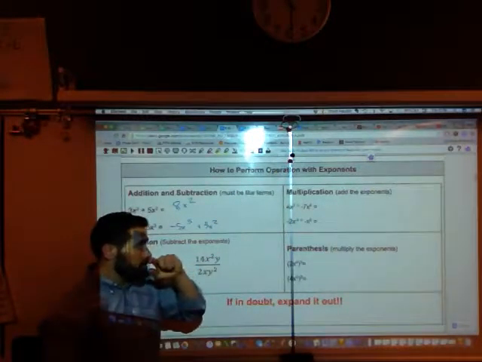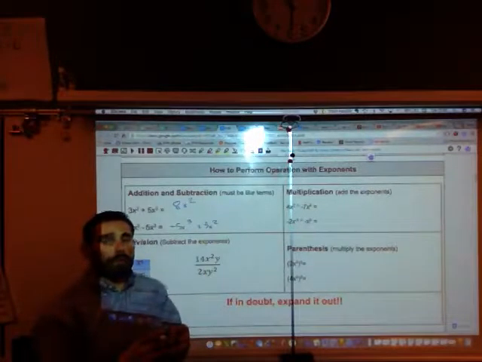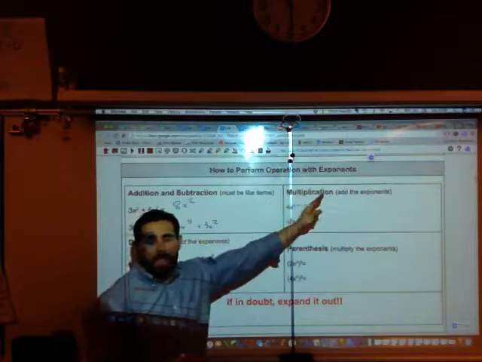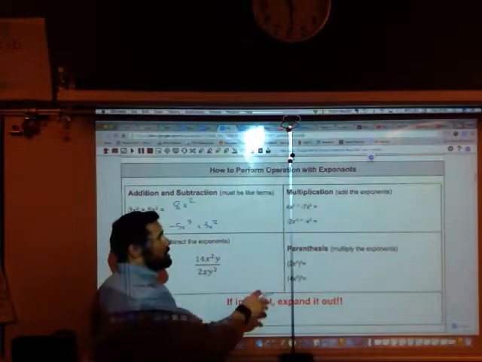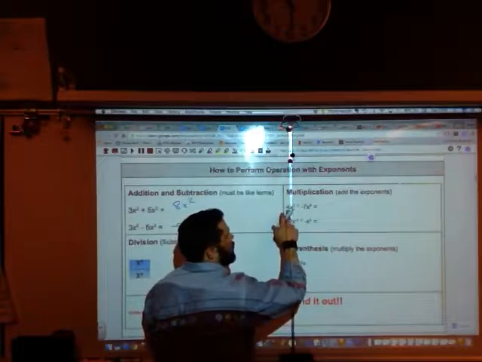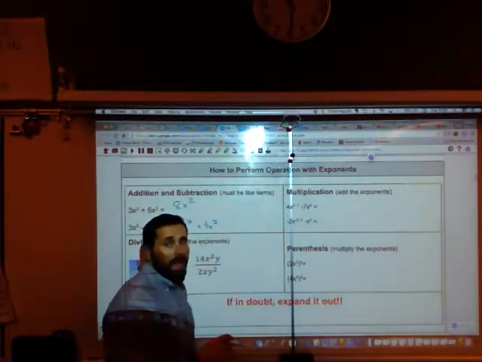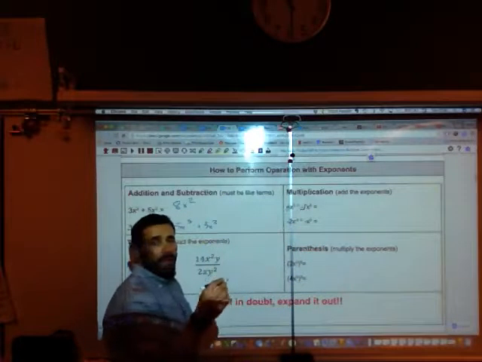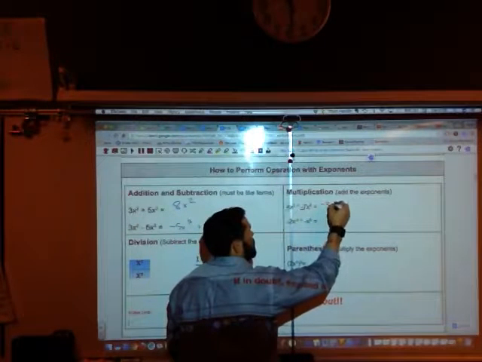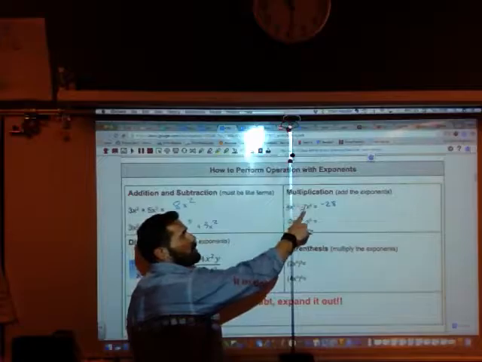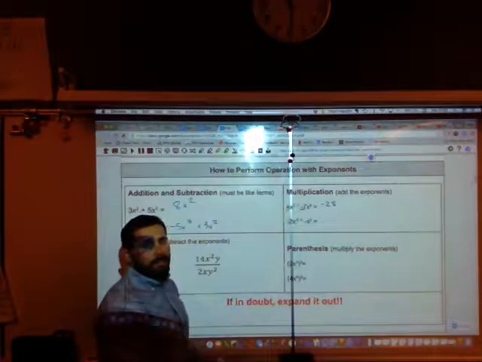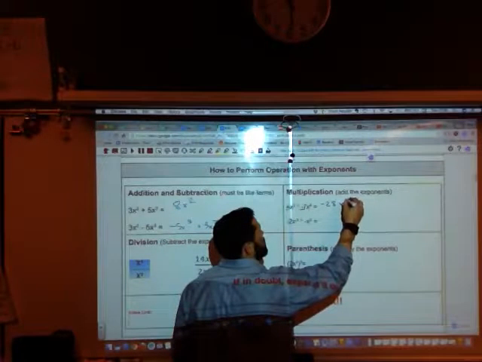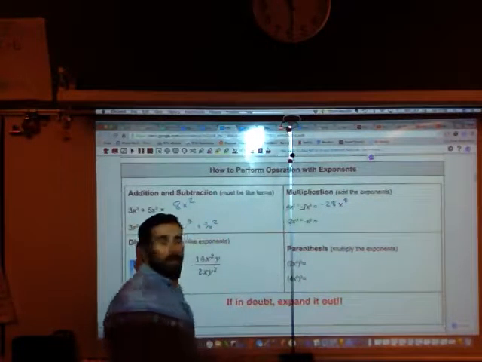Now multiplication. If I were to multiply these, I don't have to worry about the bases being the same. I actually am just going to add the exponents. So in this particular case, I would get 4x squared times negative 7x to the 6. You really just take these coefficients, 4 times negative 7, negative 28. And then you have x squared times x to the 6, and you just add the exponents. So it turns into x to the 8th.